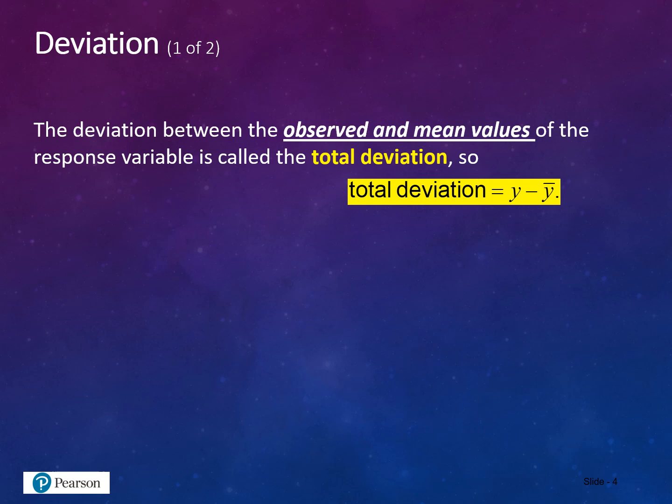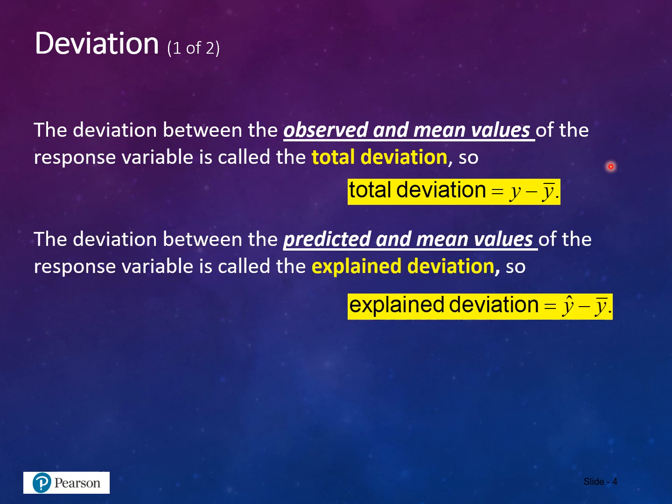Deviation. The deviation between the observed and mean values of the response variable is called the total deviation. So total deviation equals y, which is an observed variable, minus the mean of y, or the response variable. The deviation between the predicted and mean values of the response variable is called the explained deviation. So the explained deviation equals y hat, the regression line value or the predicted value, minus the mean of the y variable, or the response variable.